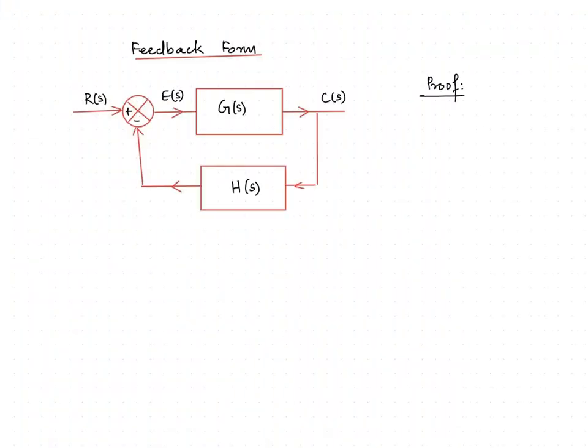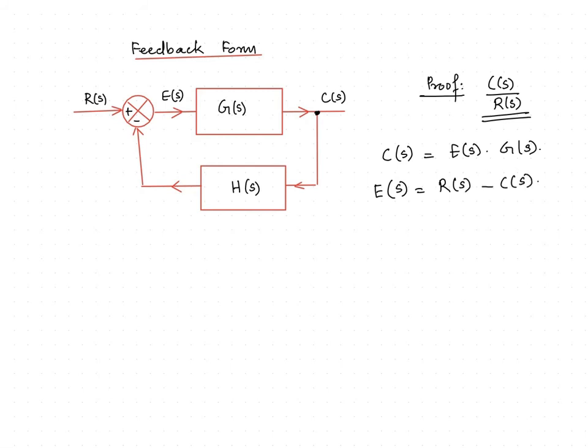The third is the feedback form. The output signal is taken and then it is connected to a summing junction at the input side. Hence we have a feedback. The transfer function C(S) by R(S) can be obtained as follows. We can write the equations C(S) equal to E(S) into G(S), and E(S) is R(S) minus C(S) into H(S).